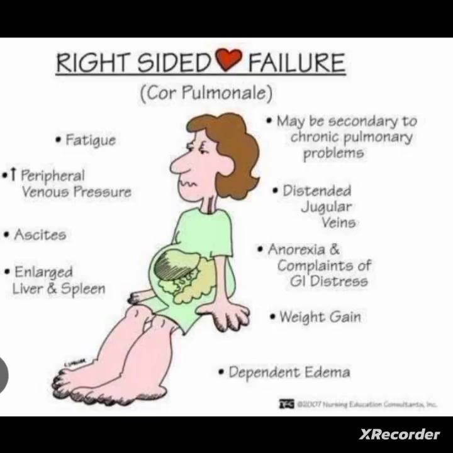The clinical manifestations of right-sided heart failure or cor pulmonale: the features are fatigue, increased peripheral vascular resistance, ascites, enlarged liver or spleen, otherwise hepatomegaly or splenomegaly, then heart murmur, maybe secondary to chronic pulmonary problems. There will be distended jugular veins, anorexia, complaints of GI distress, weight gain, and dependent edema. Then dyspnea is the main feature for this patient.